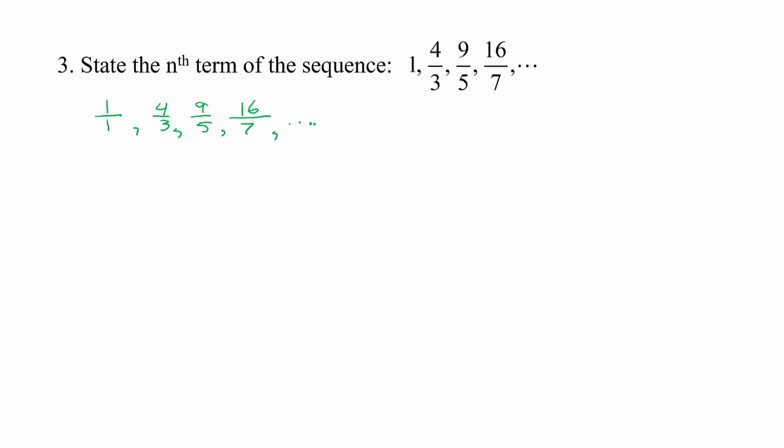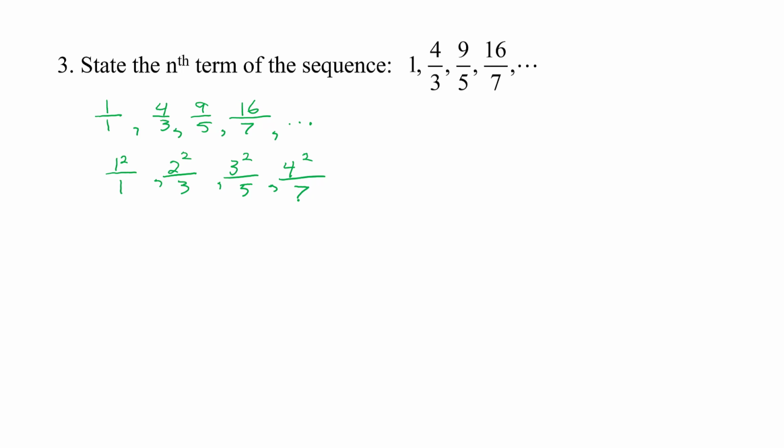Well, one thing I noticed right off is the numerators are squares. So the first numerator of 1 would be 1 squared. The second numerator would be 2 squared. The third numerator would be 3 squared. And the fourth would be 4 squared. So that's looking promising. And we still have 1, 3, 5, 7 in the denominator. So let's think of those denominators a little bit more.